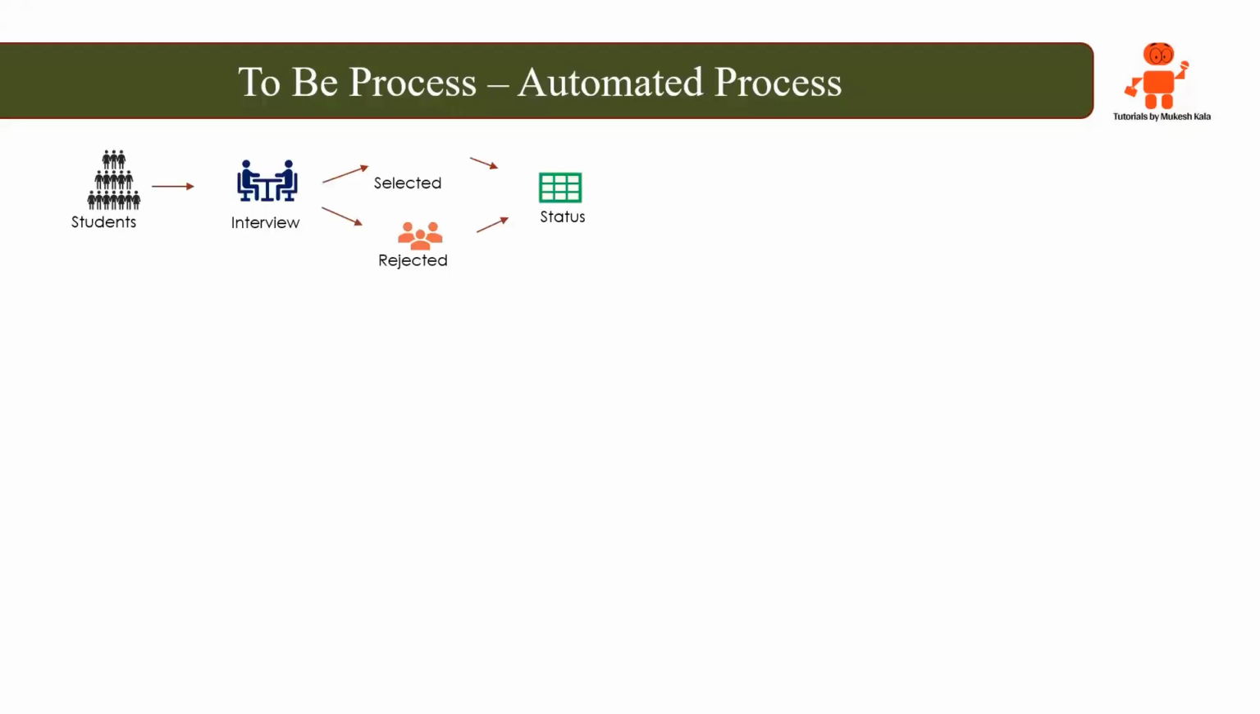Now let us see how the robot is going to do it. This part, where the status, generating interview, having the selected and the rejected candidates and maintaining the Excel, cannot be automated because the robot cannot go and take the interview. Where exactly would the robot come into the picture?